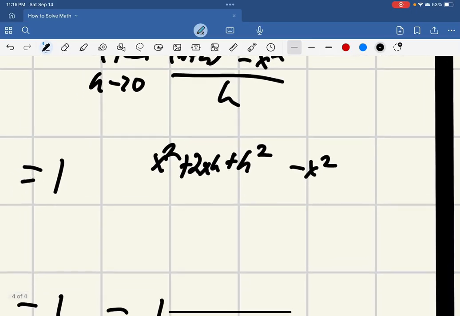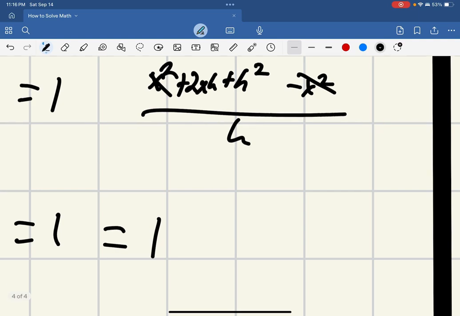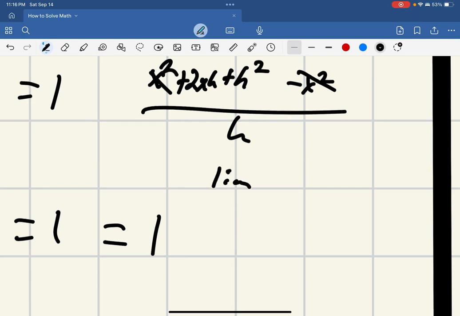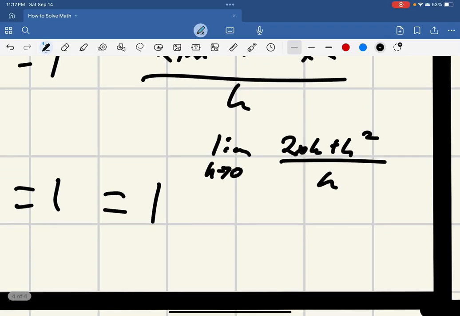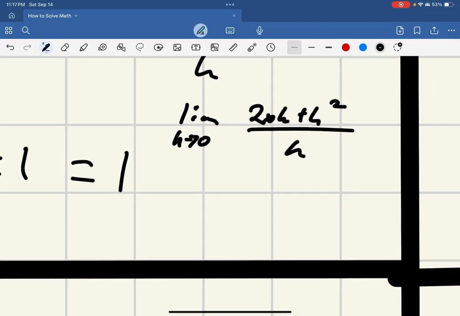So we get rid of x squared because that gets cancelled out by minus x squared, so we get left with the limit as h approaches 0 of 2xh plus h squared over h, which we can rewrite as h times 2x plus h over h, and get rid of that.